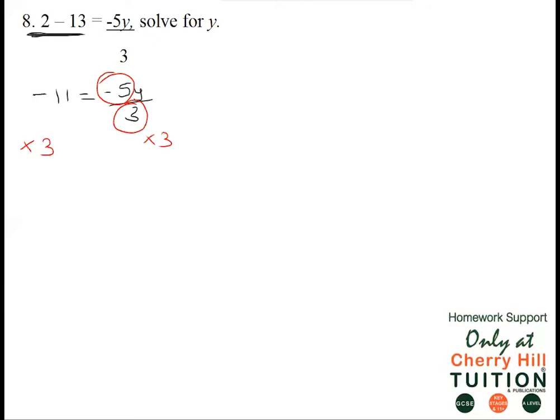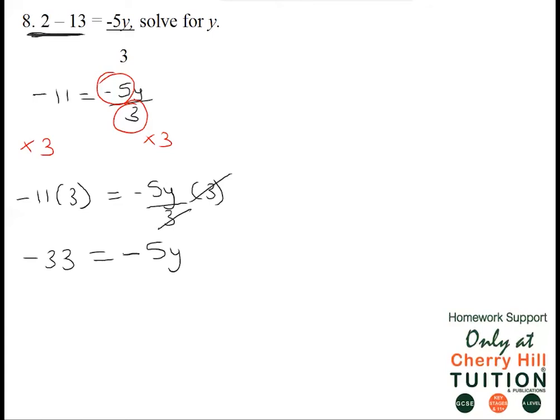This leaves us with minus 11 multiplied by 3 is equal to minus 5y over 3 multiplied by 3. On the left-hand side, minus 11 multiplied by 3 is minus 33. And on the right-hand side, the times by 3 and divide by 3 cancel each other out, leaving us with minus 5y. Okay?